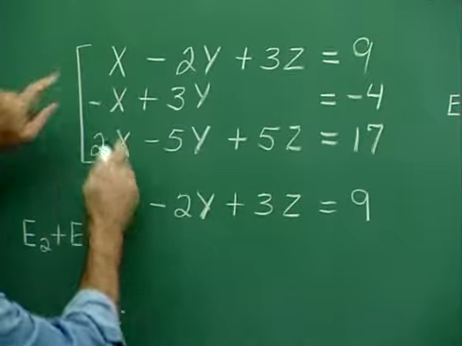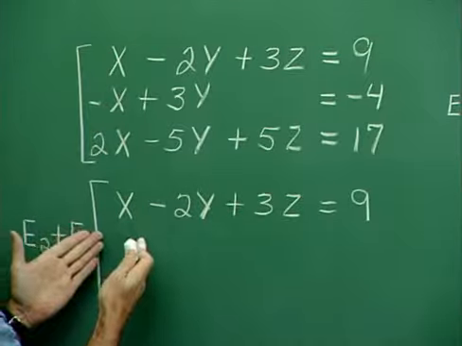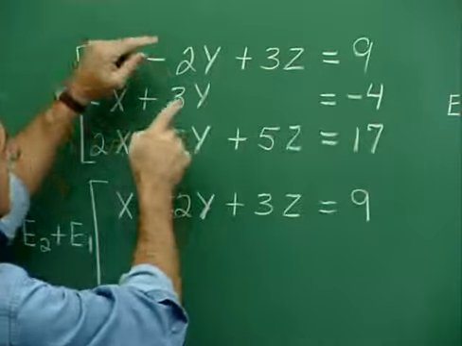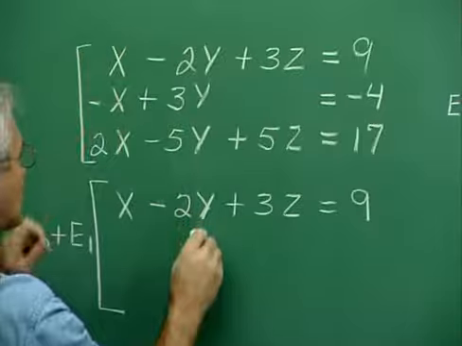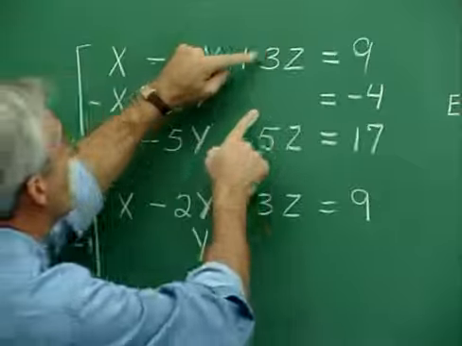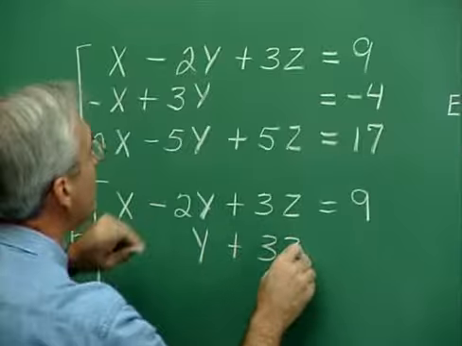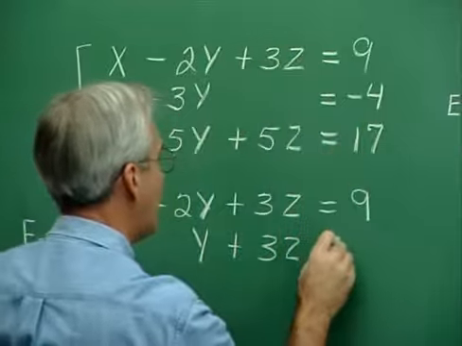Now, adding these two, I would get 0x, so I have a vacancy here. Adding these two, now I have to add all in all the other spots too, you see. Negative 2y plus 3y is simply y. And then 3z plus vacancy is 3z. And then 9 minus 4 is 5.